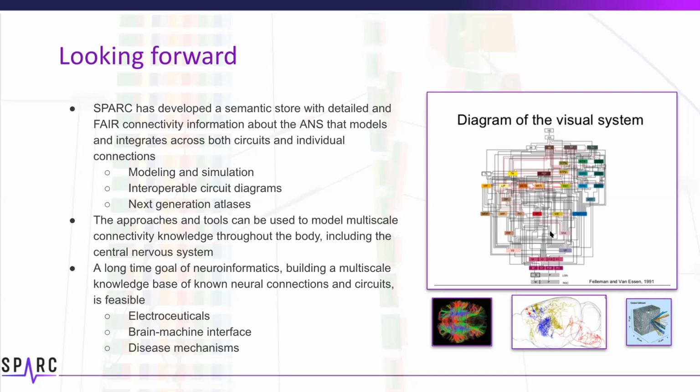Imagine if every figure that is published in a paper, instead of being static, in fact, was driven off of something like SCAN so that they could be compared, rearranged, and queried. So I believe that a long-time goal of neuroinformatics, which is to be able to build a multi-scale knowledge base of known neural connections and circuits, is actually feasible.